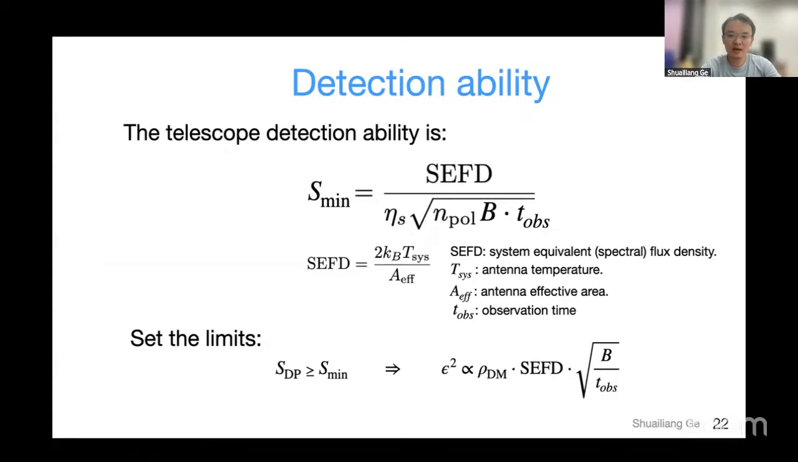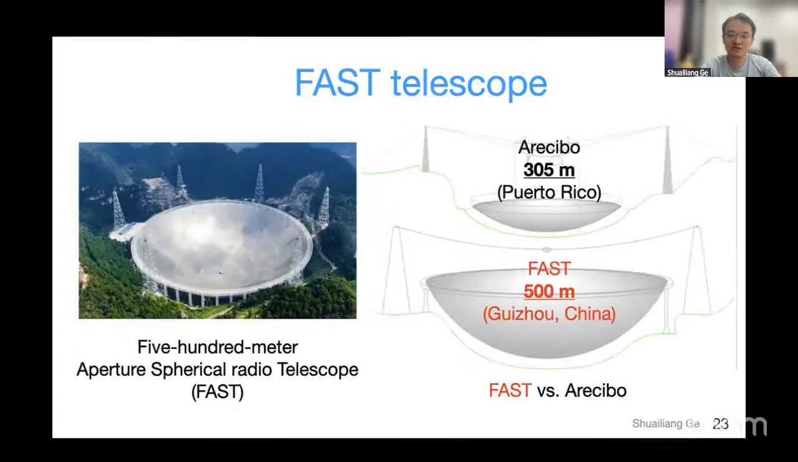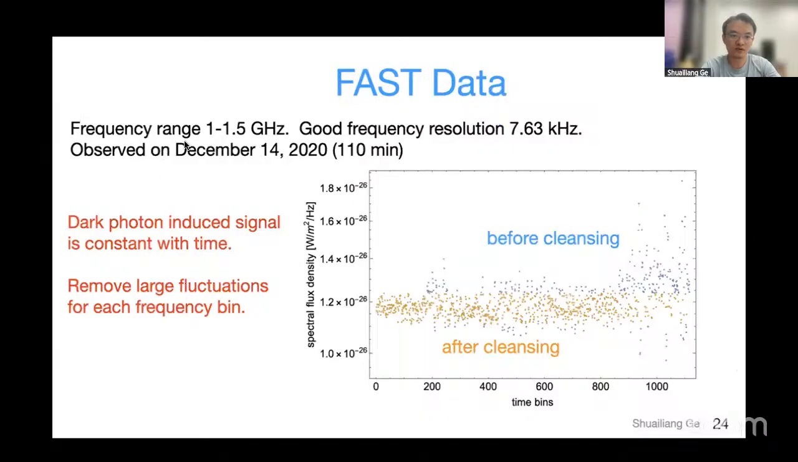Okay, and the real data we use is from the FAST telescope. As I have mentioned, FAST is currently the world's largest single dish radio telescope, and it currently works in the frequency range 1 to 1.5 gigahertz. It has a very good frequency resolution. It's about 7.63 kilohertz.